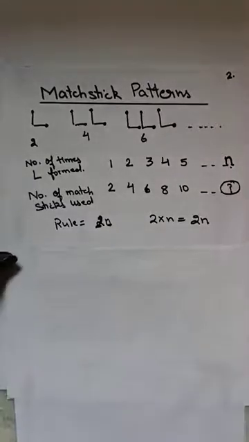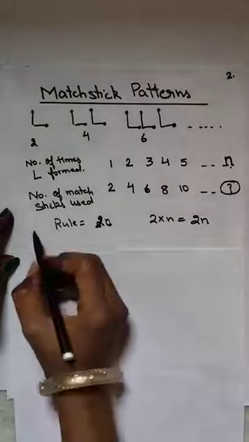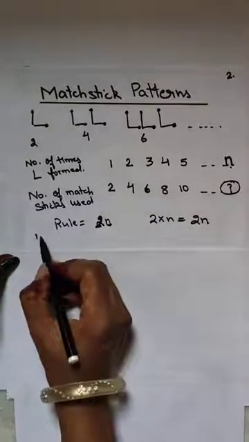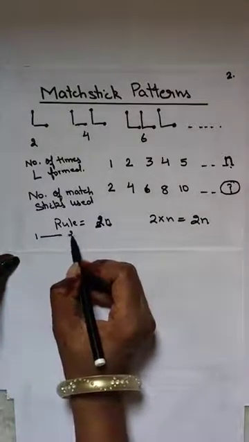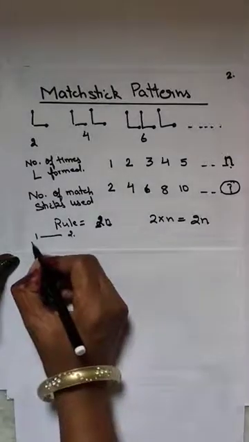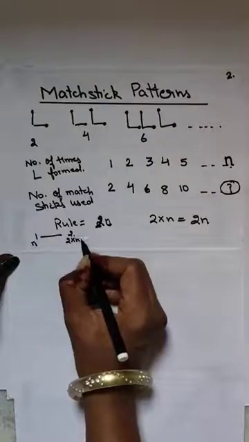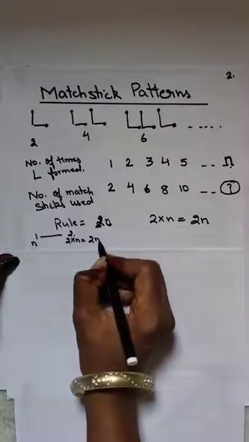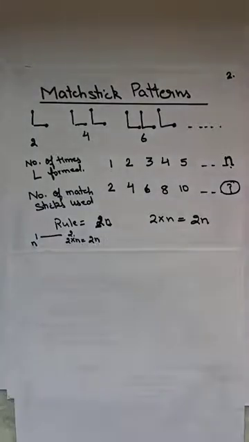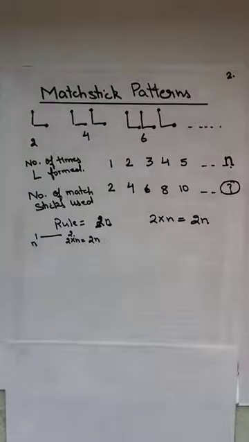You can use the unitary method here also. You can see it like this also. For 1 time L, we are using 2 matchsticks. So for n, we will do 2 multiplied by n, that is 2n. If the value for 1 is given to us and we have to find out for n, then we will multiply. In this way, we can make the rule for any English letter.